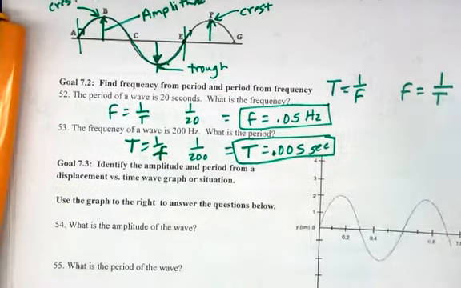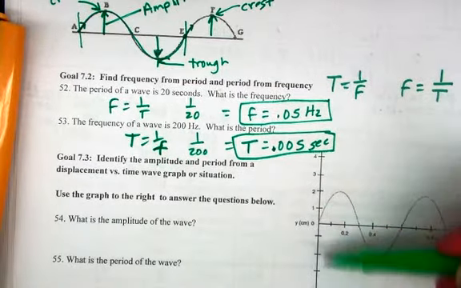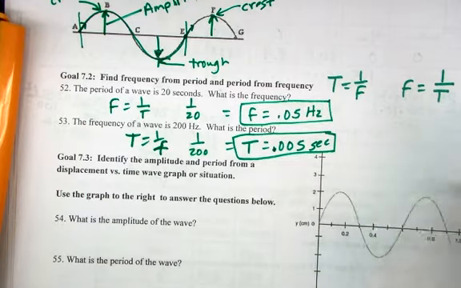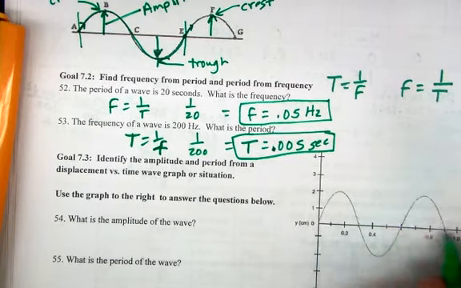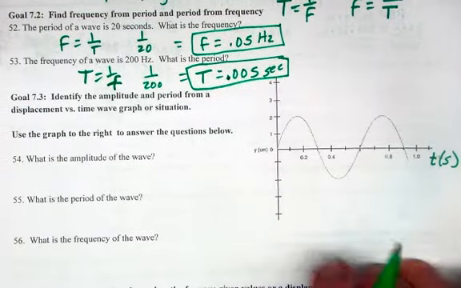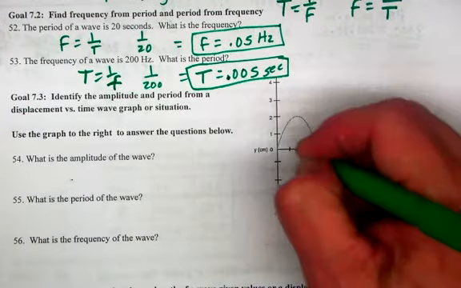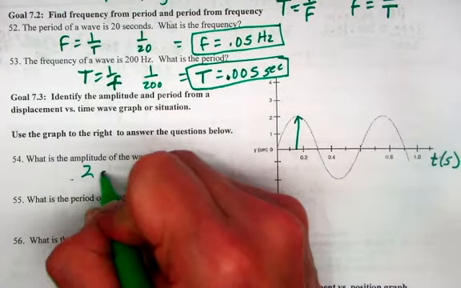For the next goal, you're going to identify amplitude and period from a displacement, which is the up and down motion, versus time graph. So this is time in seconds along the x-axis. Here we're going to figure out the amplitude of the wave, from the equilibrium to the top, so it looks like it's 2 centimeters.